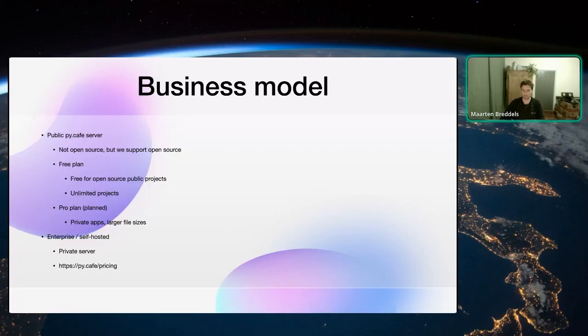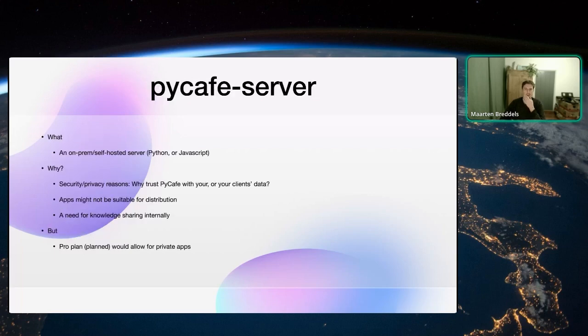So in that case, you have your private server, and you can find details on this page. And then you can actually install your own server. So it's an on-prem self-hosted server with a Python or JavaScript version. People like having a Python version because you can just pip install it and use uvicorn. People are familiar with that.